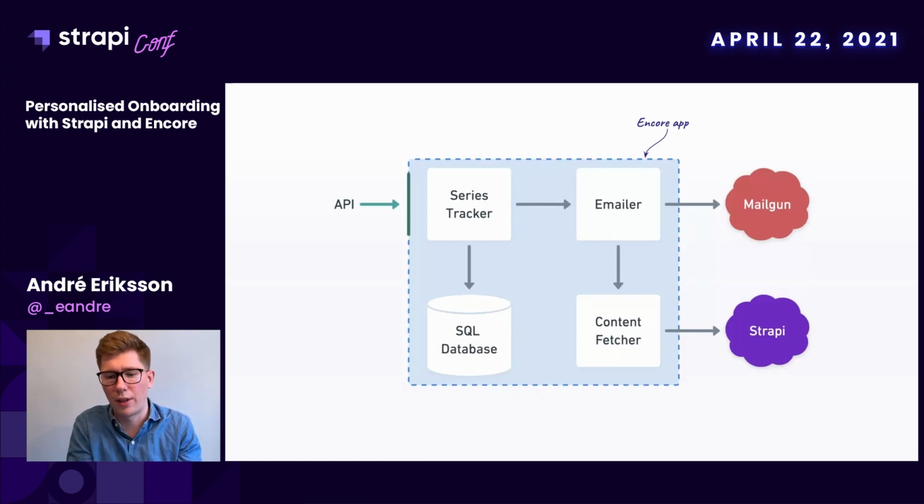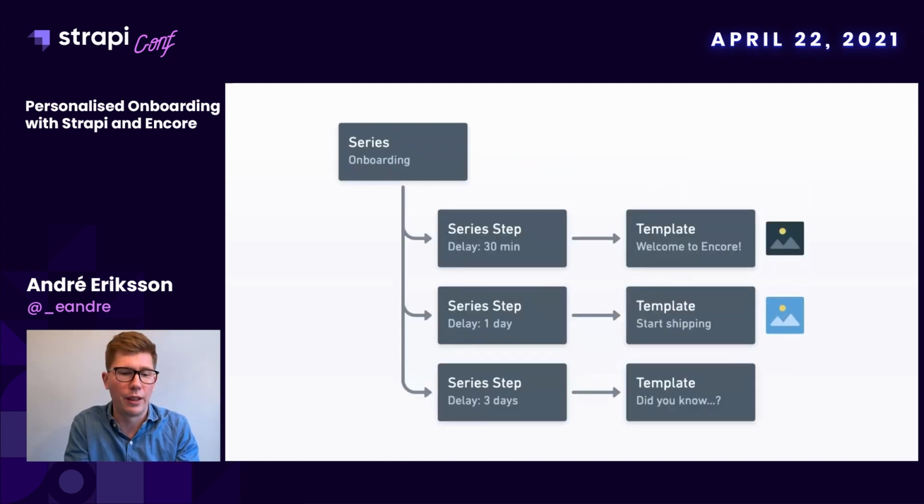And so how does this look in terms of the Strapi integration and the data model that we want? On a very high level, it looks like this. We have our series, which in this case is an onboarding series, and we define multiple steps where each step can have a customized delay as well as a series of conditionals that could tell us only send this email if the user hasn't tried a particular feature yet.